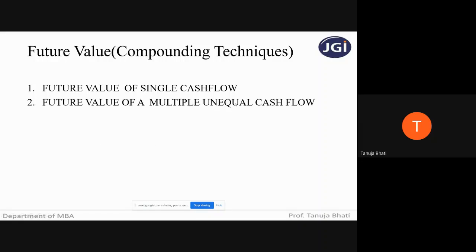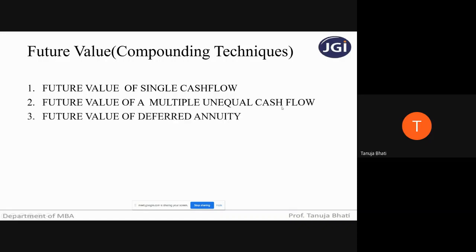Now, is the cash flow amount equal or unequal? First I deposited 15,000, then I deposited 20,000, then 25,000. So the value that I'm depositing each time is not the same. It is unequal. That is the time it is called multiple unequal cash flow. Now, whatever amount I'm depositing in different years, what is going to be the future value at the end of 10 years? This is the part that will help us understand how to calculate the future value of multiple unequal cash flows.